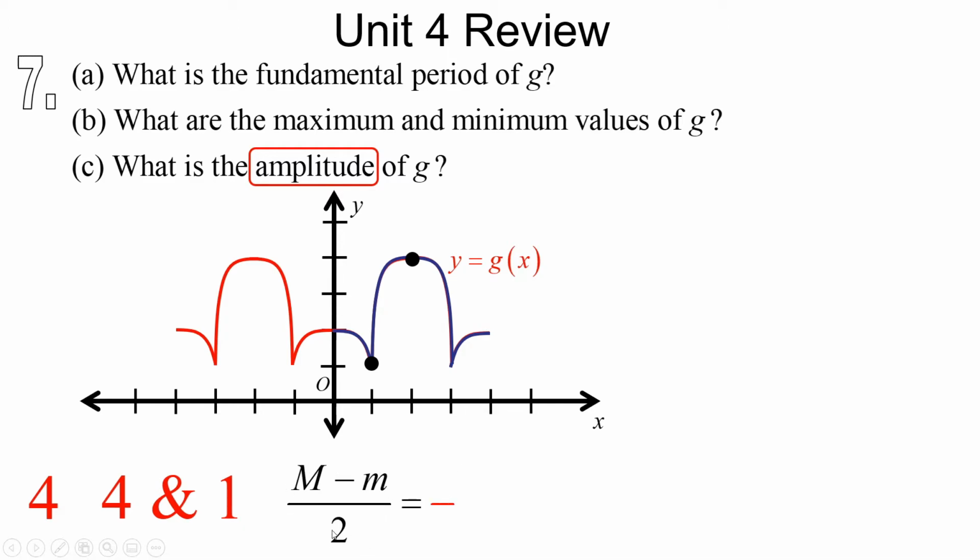So, max minus the min. Well, look at over here to the left. There's my max, there's my min. 4 minus 1 is 3, divided by 2, and that's the amplitude. So make sure you can find the fundamental period of a function, you can find the maximum output, the minimum output, and tell me the amplitude.